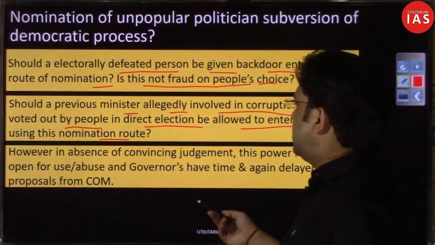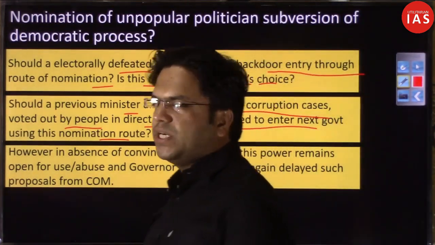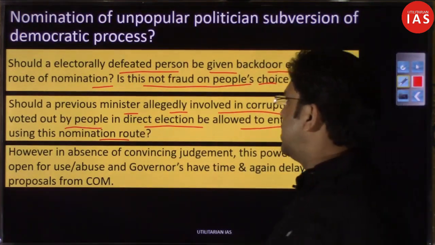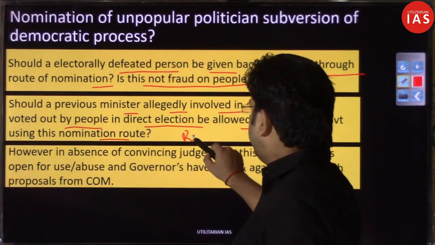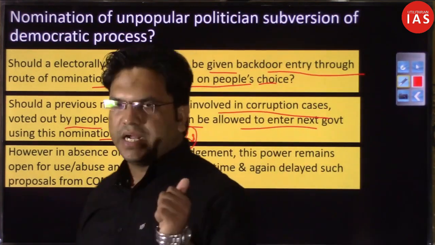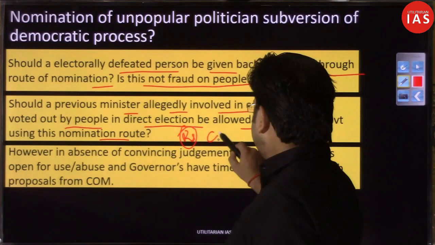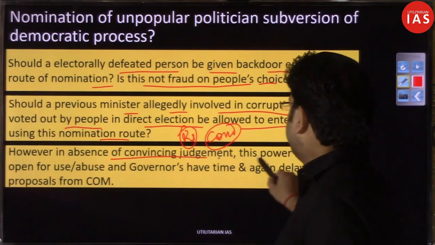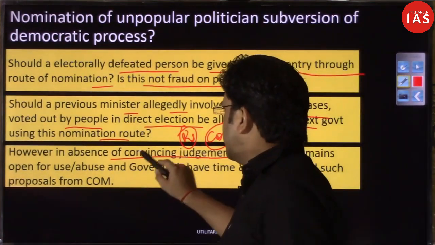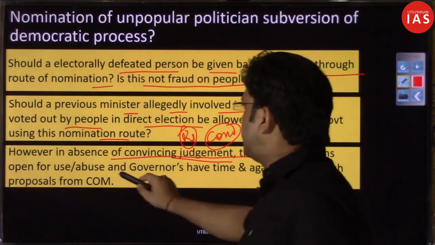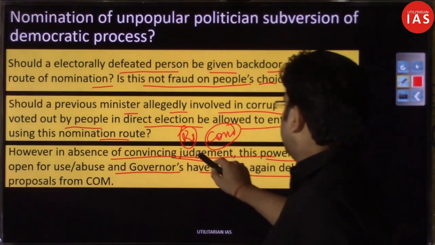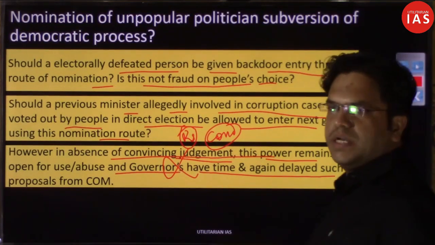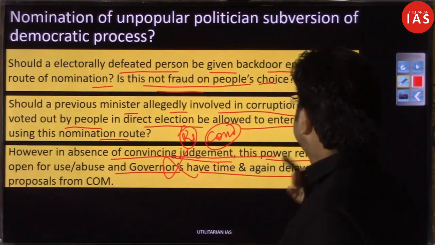The Council of Ministers, again I was talking about, where a person who has been democratically voted out is being nominated into the Legislative Council at the state level, and into the Rajya Sabha at the central level, just so he could become part of this Council of Ministers. So, how appropriate is it? However, in absence of a convincing judgment, this power remains open for use and abuse. Governors have time and again... This is actually a strip from the previous slide. So, I hope you have understood these two questions, and you would ponder over these two points.